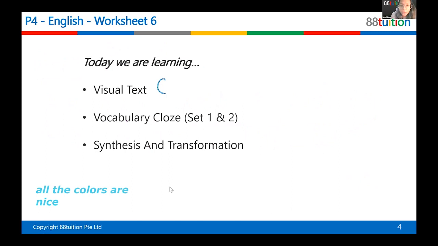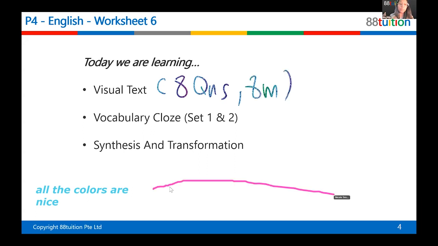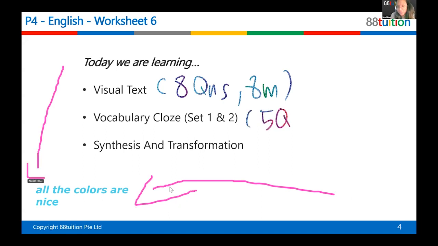Okay, there'll be 8 questions, usually asking you true or false, right? 8 questions, and it is 8 marks because each of them is 1 mark. Vocabulary cloze is only 1 for PSLE, not 2. We're practicing 2 today. It's 5 questions, 5 marks, so each of them is 1 mark.